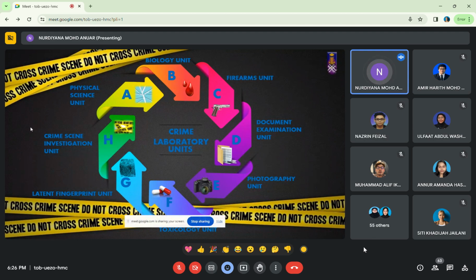Okay, seterusnya crime scenes investigations unit. So this unit definitely lah kita dah tahu dah CSI ni apa. Dia akan pergi ke tempat kejadian, they will process the crime scene and pass the evidence to the IO so that the IO can proceed with the investigation. Okay, so all these 8 units yang ada memang ada dekat lab, tapi ada tambahan yang lain jugalah. You guys boleh je baca for extra knowledge dekat website, dekat buku rujukan and so on.